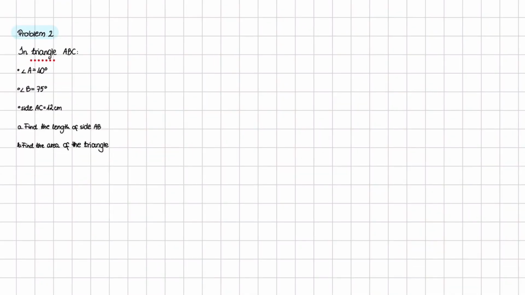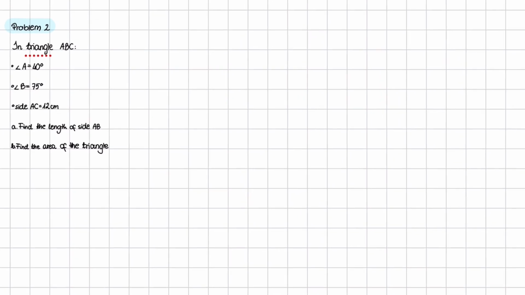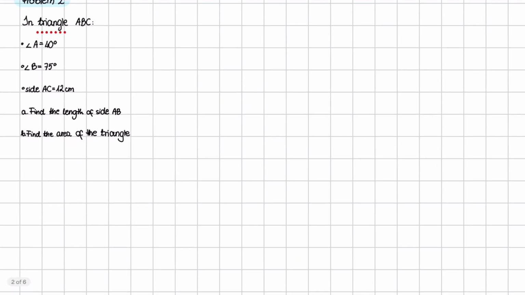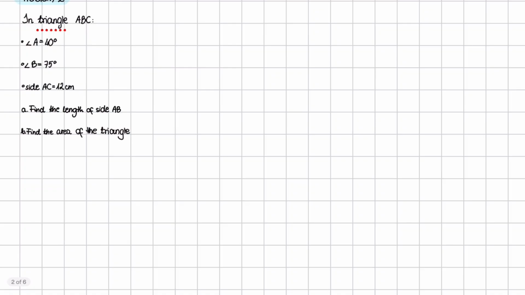Problem 2. In triangle ABC, angle A equals 40 degrees, angle B equals 75 degrees, side AC is 12 centimeters. A, find the length of side AB. So firstly, let's calculate angle C. So we know that the sum of angles in the triangle is 180 degrees. So from this we subtract 40 degrees and also 75 degrees, and this is 65 degrees, and 65 degrees corresponds to our angle C.